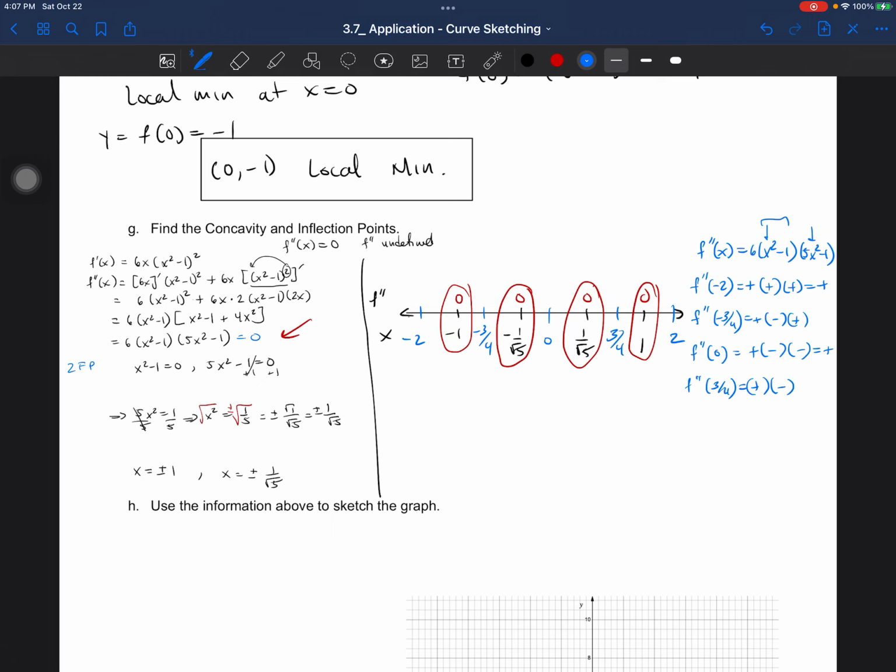Plug in 3/4. It's the same situation as what we had before. 3/4 squared minus 1 is going to be negative. And 3/4 squared is going to be 9 over 16 times 5, 9 times 5 is 45 over 4, which is greater than 1. So that's going to give us positive. And lastly, a 2, which gives us the same result as before. Positive times positive times positive equals positive. All right, so this one is negative.